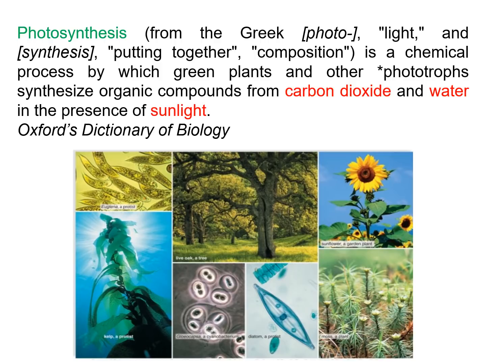Besides, we have green plants and other phototrophs. So carbon dioxide, water, and sunlight play a very significant role in determining the process of photosynthesis. And this process occurs in all green plants and other phototrophic organisms.